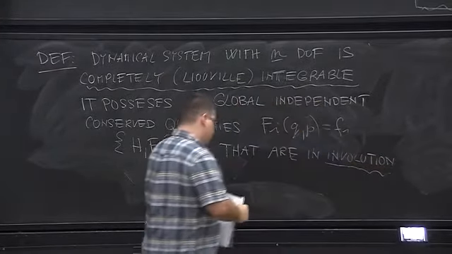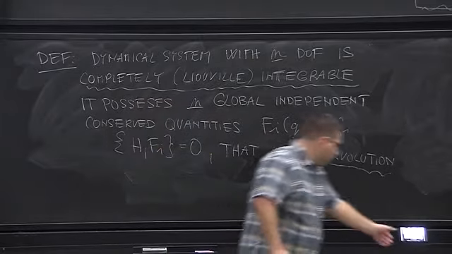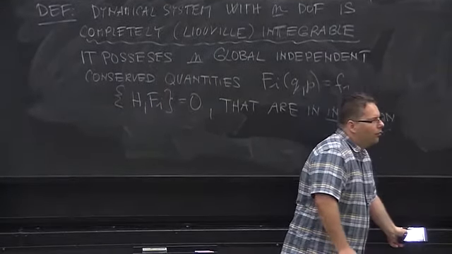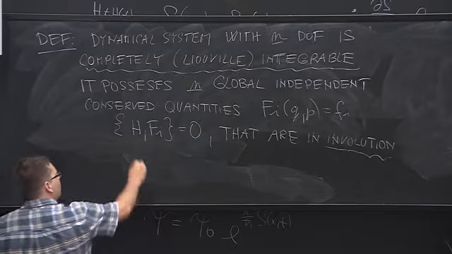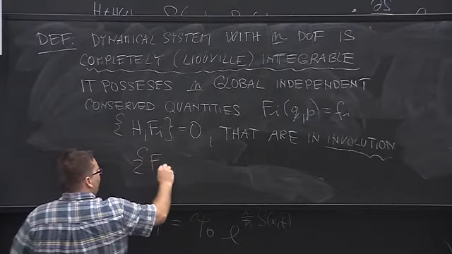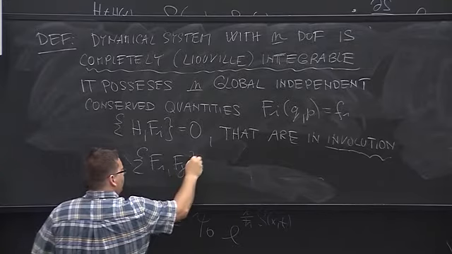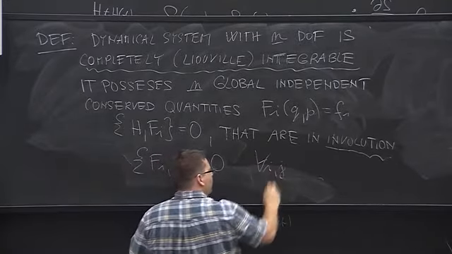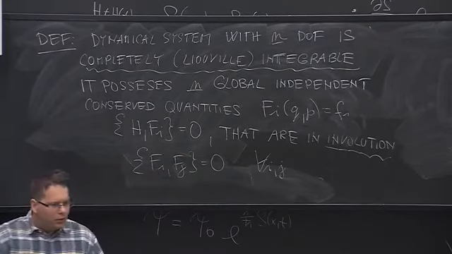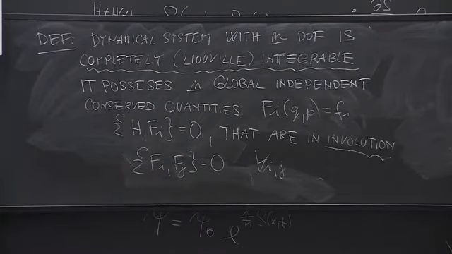Involution means that if you take the Poisson bracket of any two of these, then you get 0. So {Fi, Fj} equals 0 for any i and j. Okay, so that's a definition.